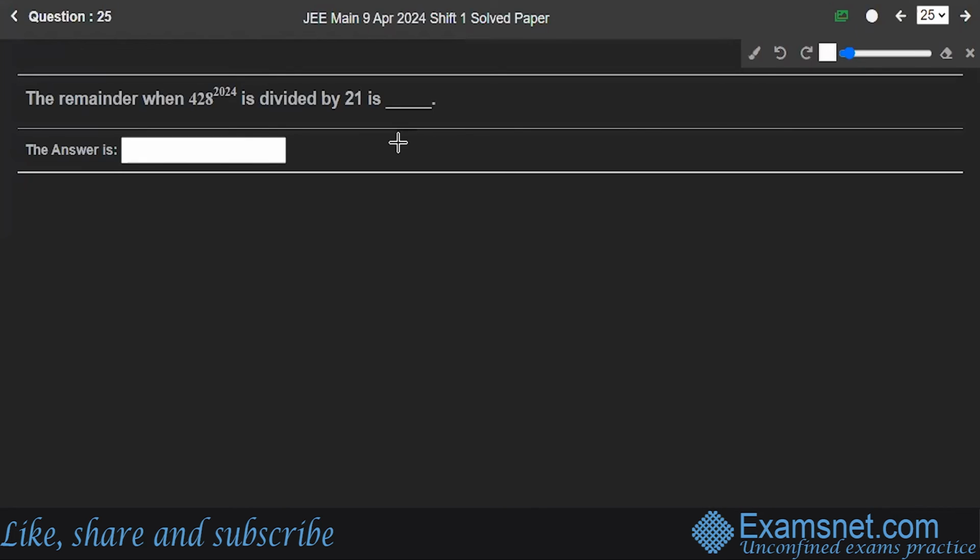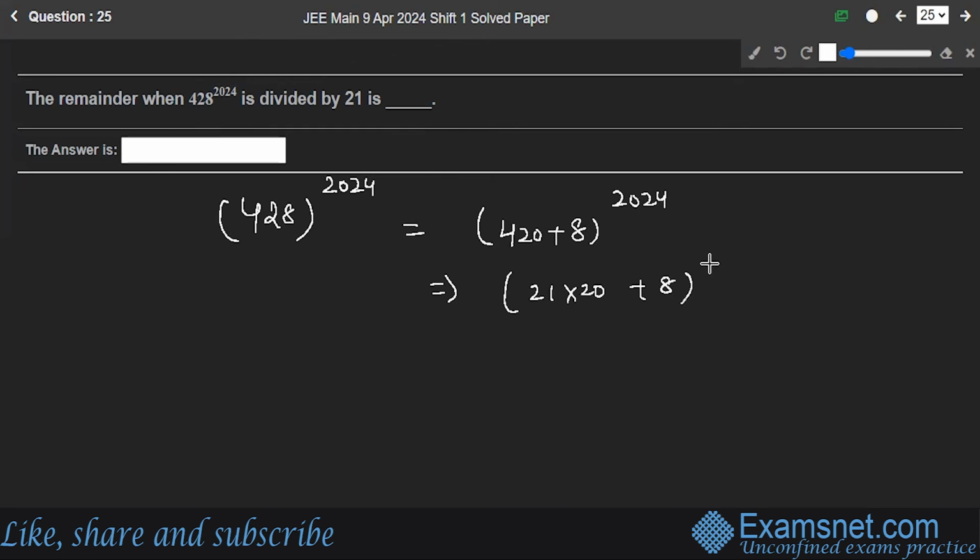Question number 25: the remainder when 428 raised to the power 2024 is divided by 21 is. So here you have 428 raised to the power 2024. That is equal to 420 plus 8 raised to the power 2024. Let's factorize this. This can be written as 21 into 20 plus 8. So that means this is equal to 21m plus 8 raised to power this. So multiple of 21 plus 8 raised to power 2024, right?